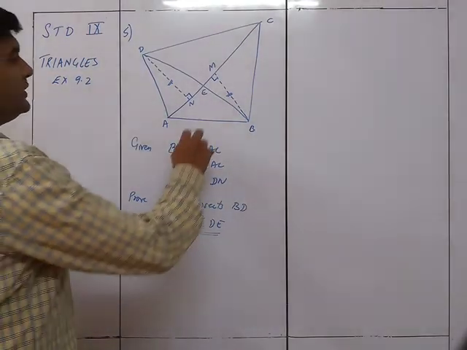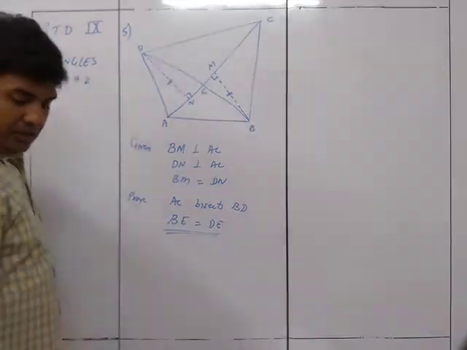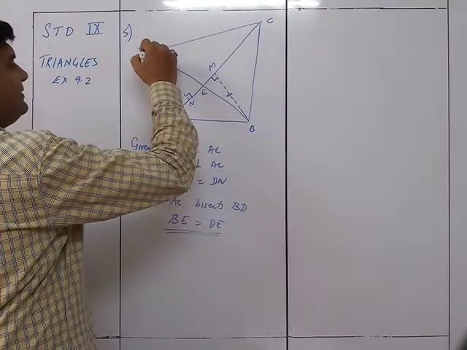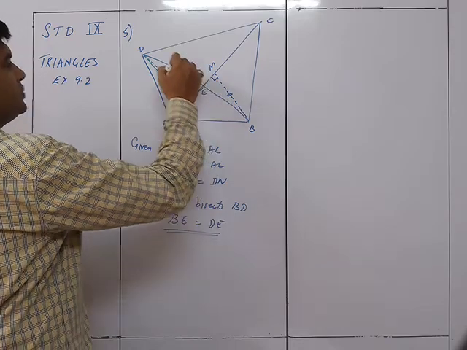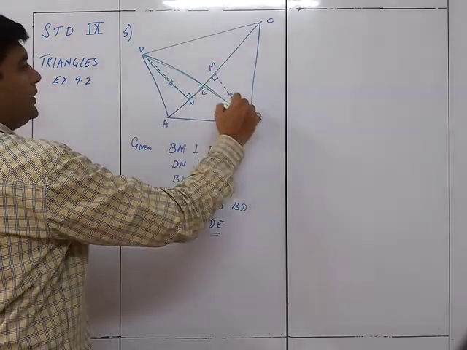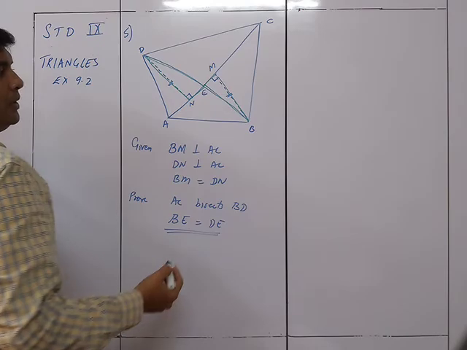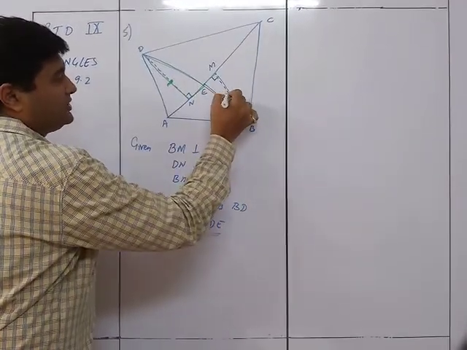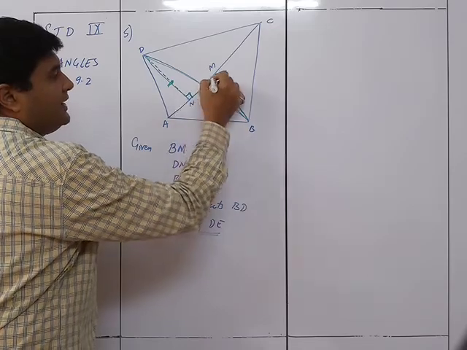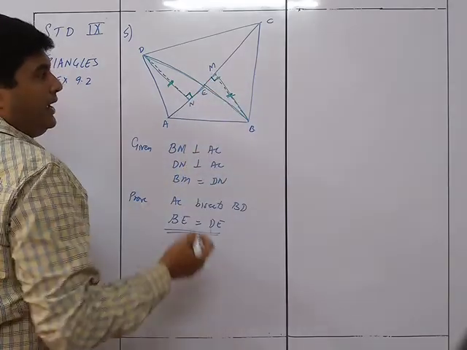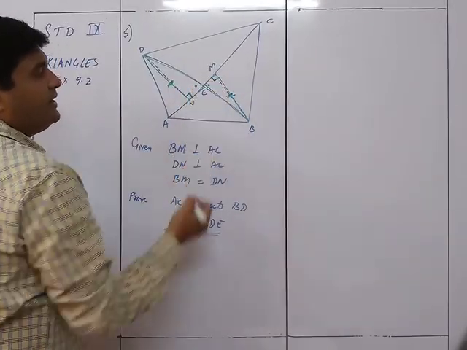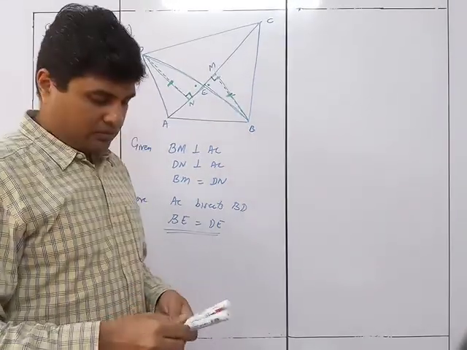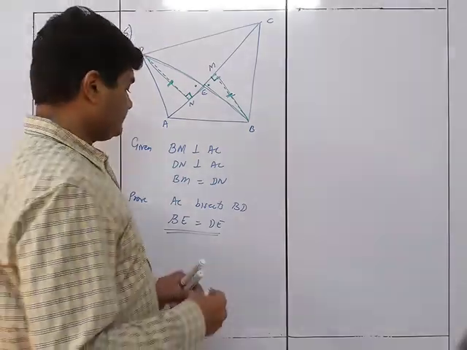If I want to prove that BE is equal to DE, which triangles do I need to take? I can easily take these two triangles, 1 and 2 over here. Because I already know that this side is equal to this side. This is 90 and this is 90. And this angle and this angle will be equal because they are vertically opposite. So by AAS test I can prove them to be congruent. So let's directly write those.